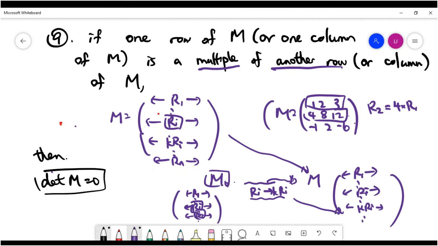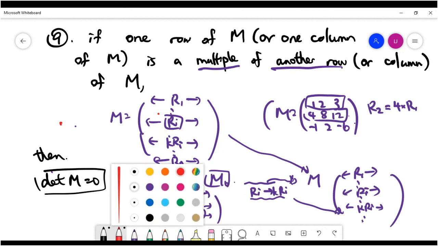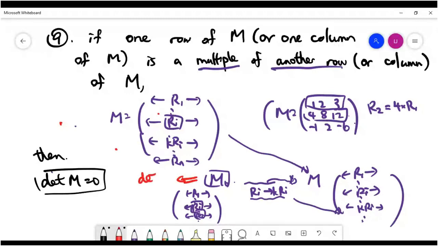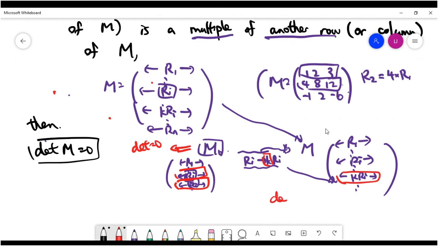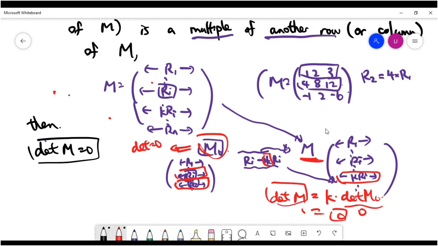So you see, we learned in property 6 that this one must have determinant 0 because it has two identical rows. We have seen this property already. And now if you multiply a constant k to another row, by another property we have learned, which is property 7, the determinant of this M is going to be k times the determinant of the old matrix M naught. And because this one is 0, the determinant of M is actually 0, right?